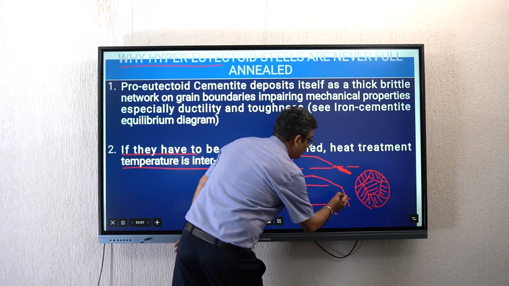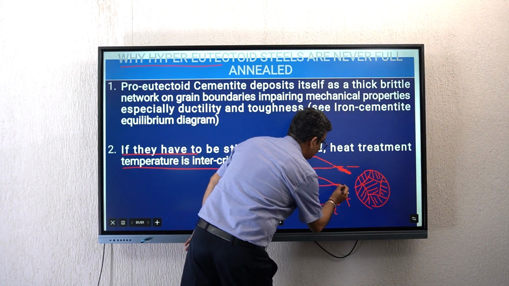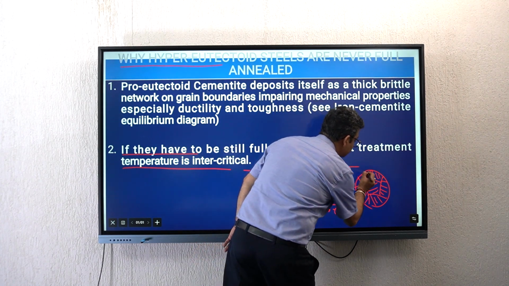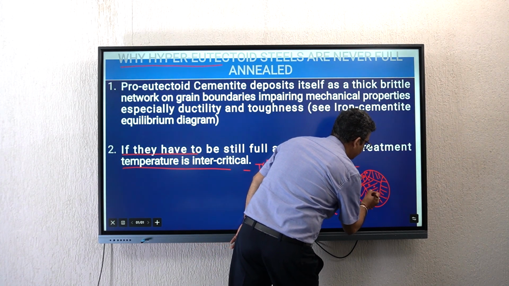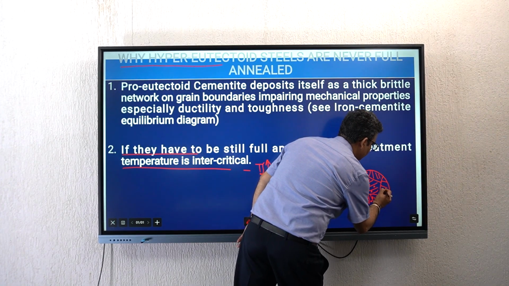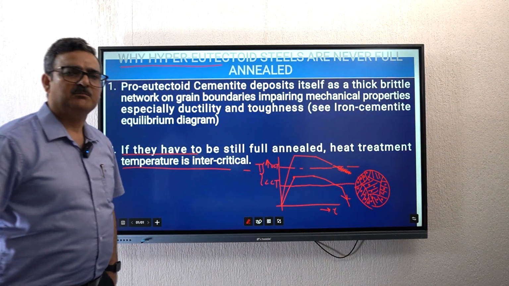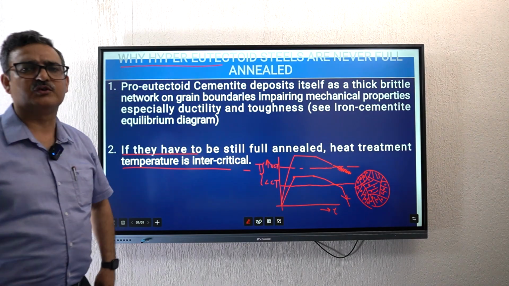So students, what would be the case with the cementite now? That cementite in the form of these spheroids or globules will come in between the grains and they will not cause any problem. But a better method is to do normalizing for such steels.